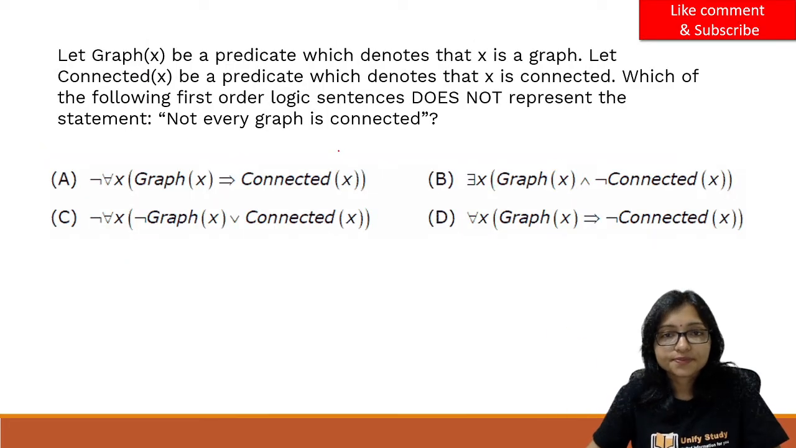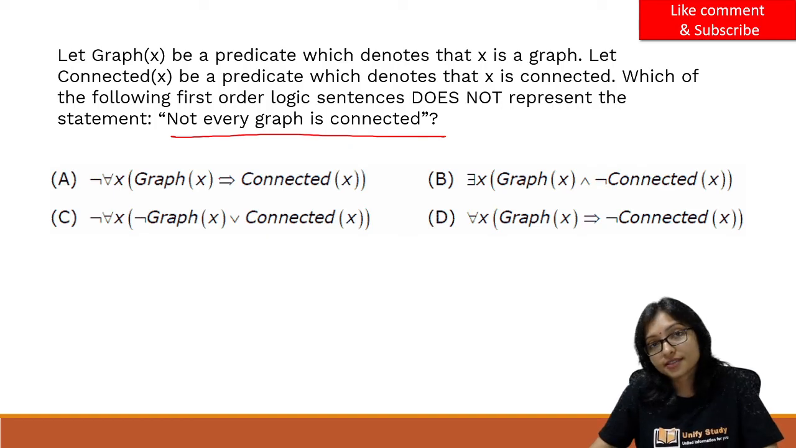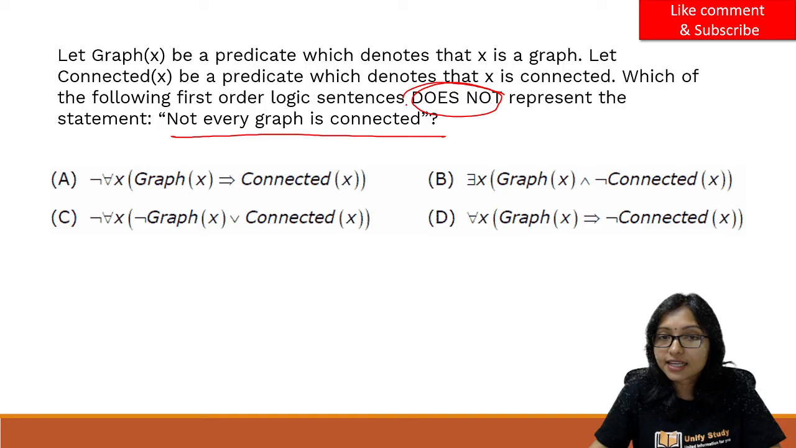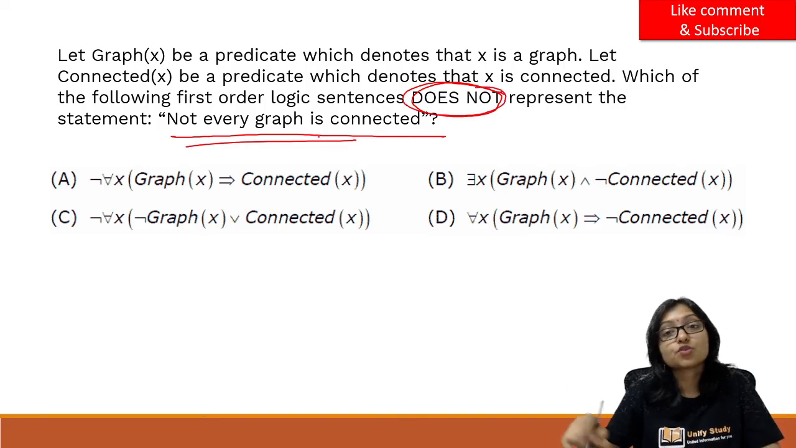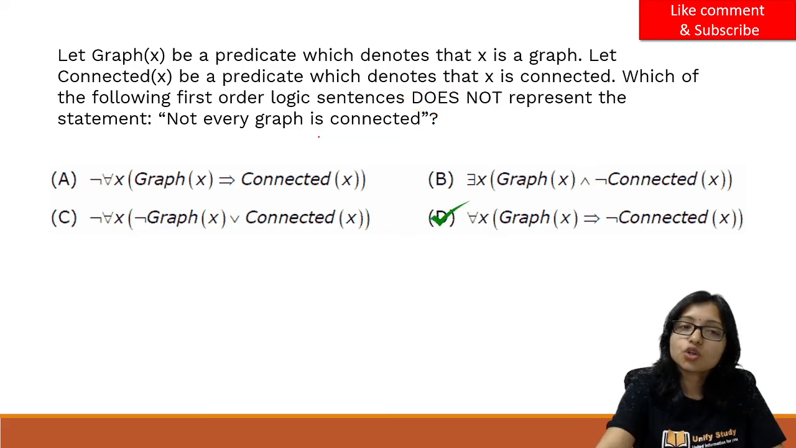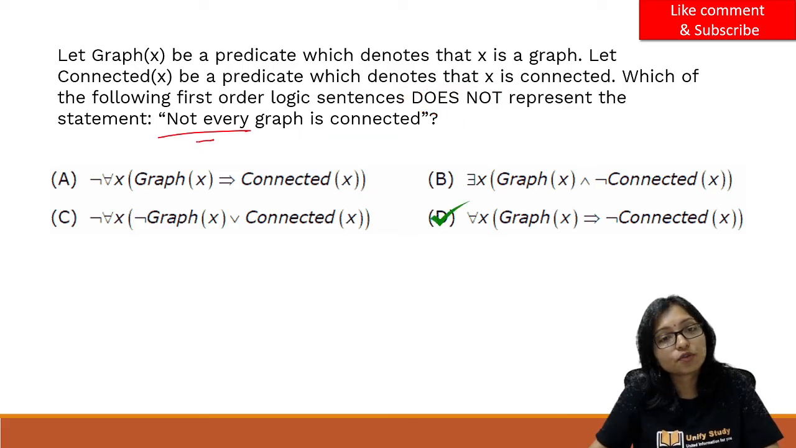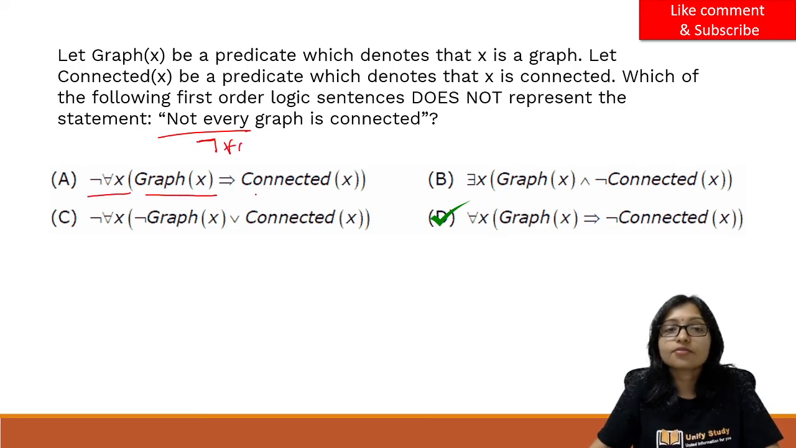Now do this one. Not every graph is connected. Read the question very carefully. Yes, there was a not. Very carefully check that. It asks which one does not represent this one. So not every graph means what? That is not for all. Definitely it is not for all. So not for all x, if it is a graph, connected, it's true. Not all graphs connected. Not for all is changing to there exists, so that's why it is there exists.